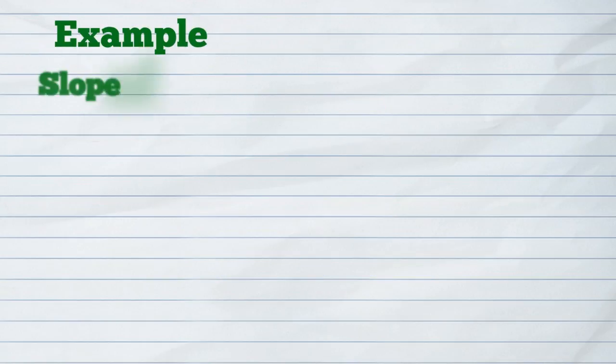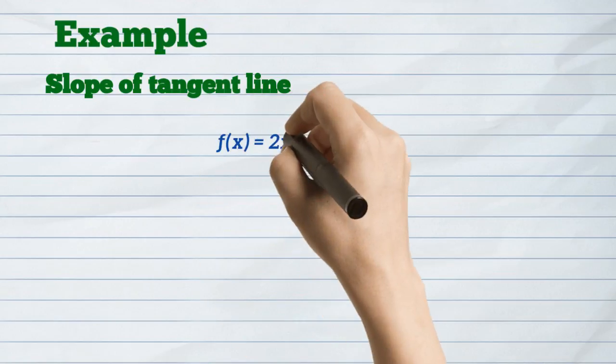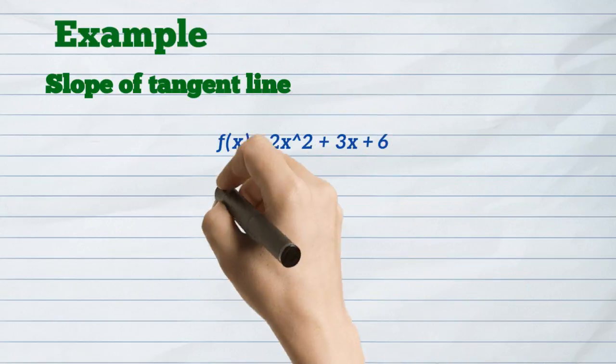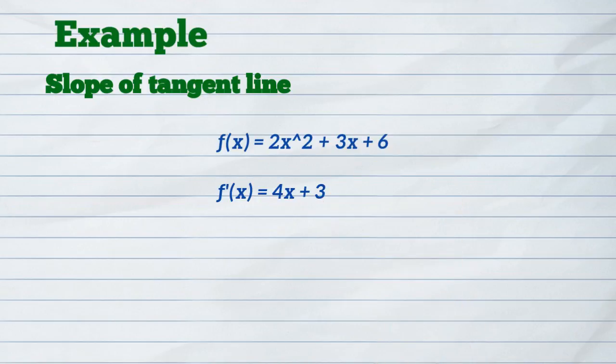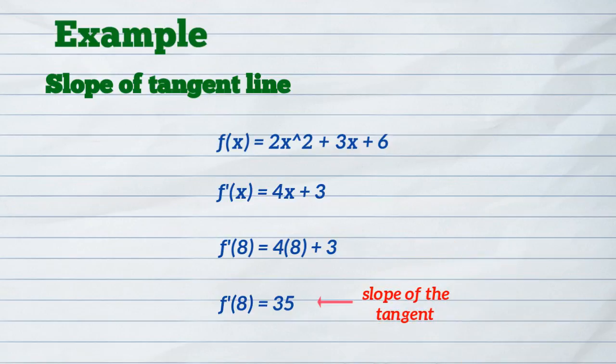Let's say that we wanted to find out the slope of the tangent line of the function stated earlier when x is equal to 8. After obtaining the derivative, 4x plus 3, we slot in the x value of 8 into the derivative of the function to get the slope of the tangent line at that particular value, which is 35.